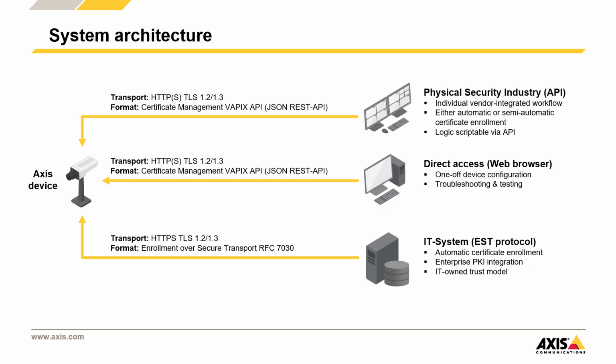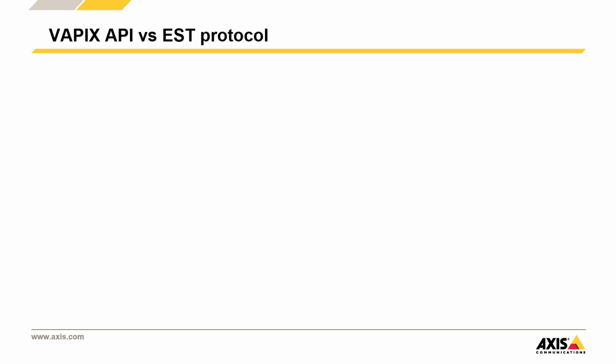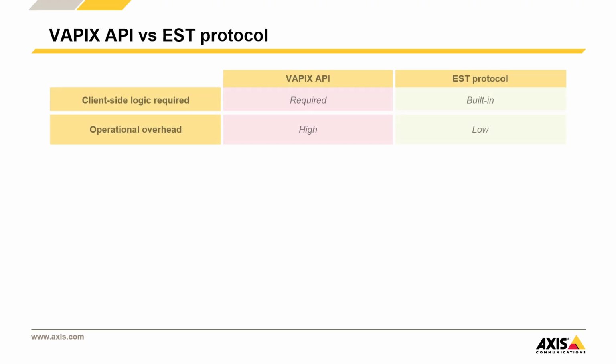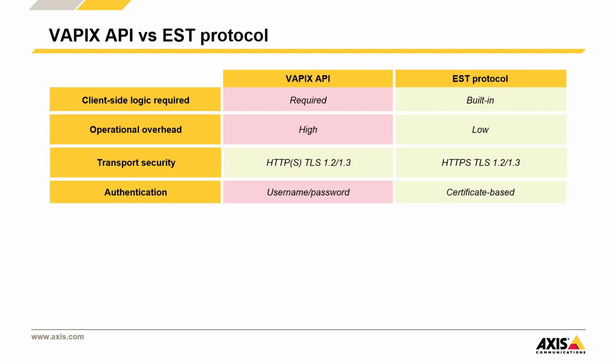Now let's compare the VAPIX API approach and EST in more detail. This slide highlights the key differences between the VAPIX API and the EST protocol. VAPIX requires client-side logic, which increases complexity and operational overhead. EST has this capability built in, helping reduce manual effort and simplifying deployments. Both use HTTPS with modern TLS encryption, so the transport security is comparable.